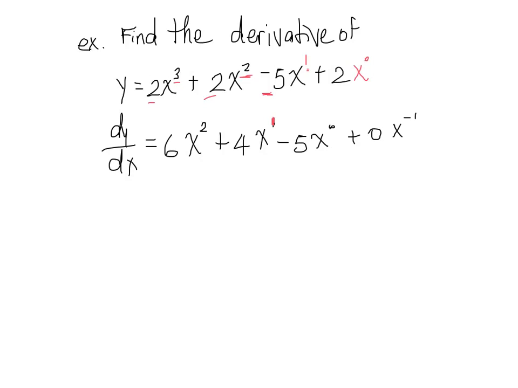X to the 0, if you recall, anything raised to the power of 0 is 1. So x to the 0 is just 1. We don't actually need to have that written there. So that actually should just be 5, and I'll rewrite in a second. And we have 0 times x to the negative 1. Well, that's just 0, isn't it? So our derivative that we actually got was 6x squared plus 4x minus 5.